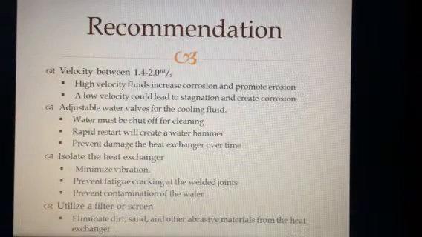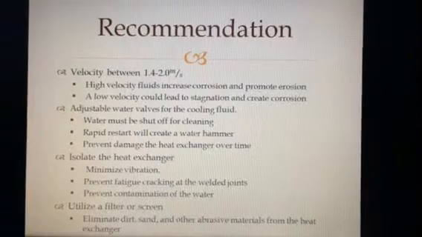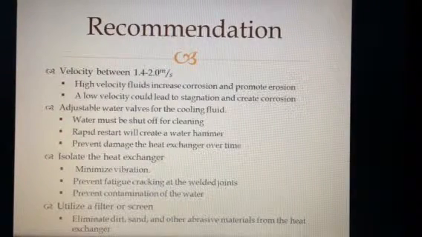Along with this design, there are a few recommendations we make. One is to keep the velocity between about 1.4 and 2.0. This is mostly because of corrosion and erosion. High velocity will increase the amount of erosion, and a low velocity could lead to stagnation and create corrosion as well.